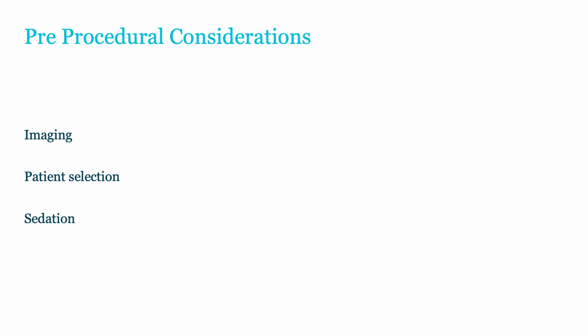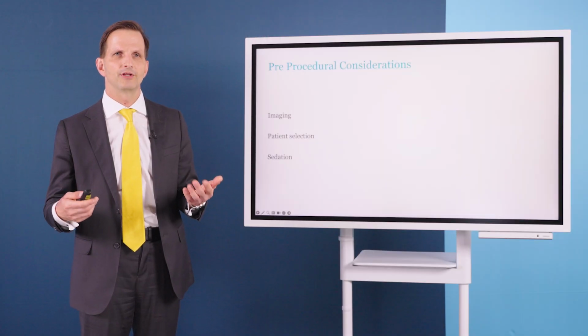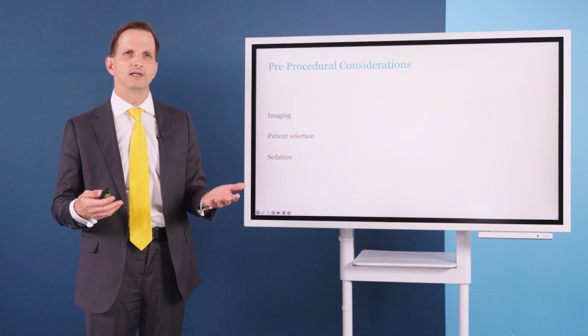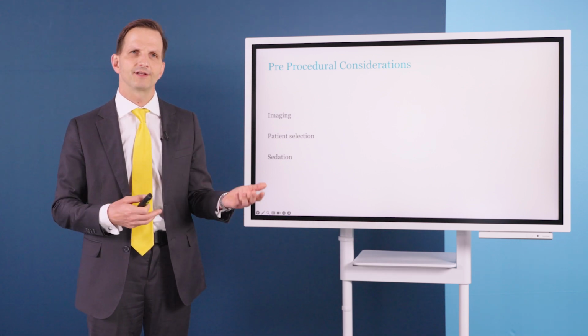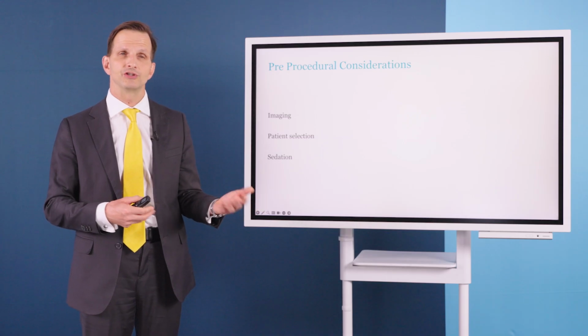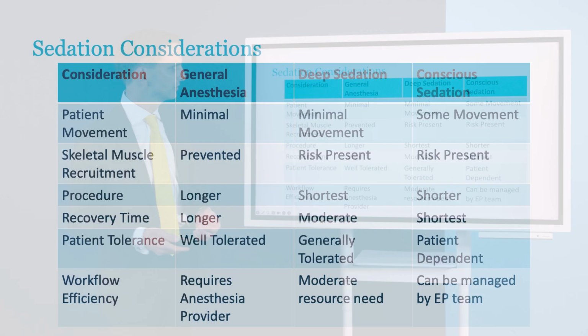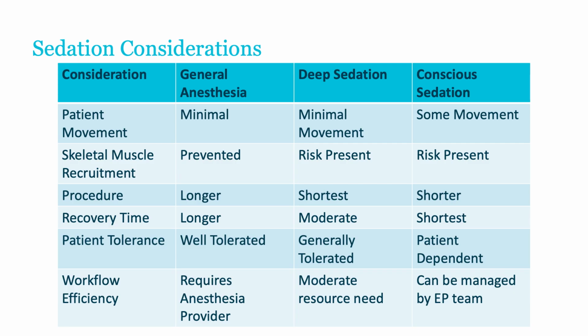I think an important question is the sedation protocol. This highly depends on the catheter that you use. If you use a catheter with a lot of muscle contraction, GA might be mandatory. If you use a catheter with hardly any muscle contractions, you may keep the patient awake. So what are the merits and the demerits? If you use a GA, you have minimal movement of the patient and skeletal muscle recruitment is not a big issue.